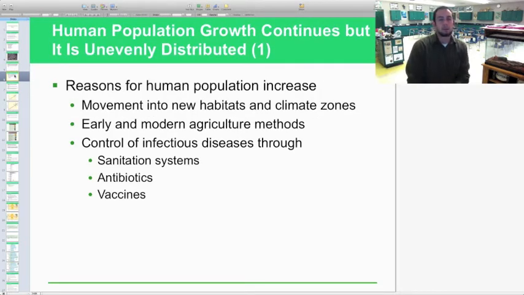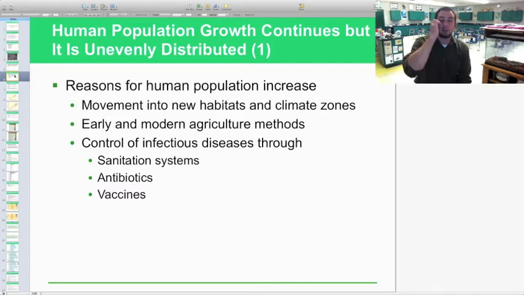So human population growth continues, but it's really unevenly distributed. In the National Geographic video we saw, with 7 billion people, everybody in the world could fit in the state of California if they were standing an arm's length apart. So we know that the world can hold all of us. It's just that we're really unevenly distributed because of different climates and a number of other things. That might be one of our issues.